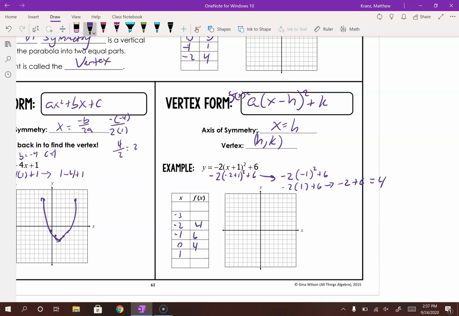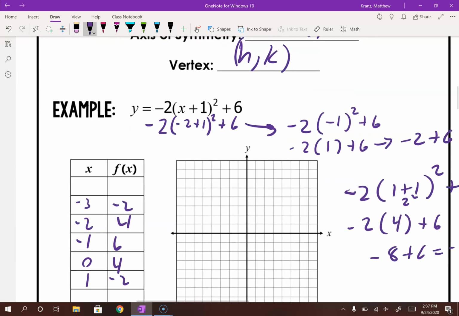Now I'll use 1 because 1 is way easier to use in this. Negative 2 times 1 plus 1 squared plus 6. Well, this is 2 squared, which is 4, times negative 2 is negative 8, plus 6 is negative 2. So this will be negative 2, and that'll be negative 2. So now when I graph it, I have negative 3, negative 2, negative 2, negative 4, and negative 1, negative 6.